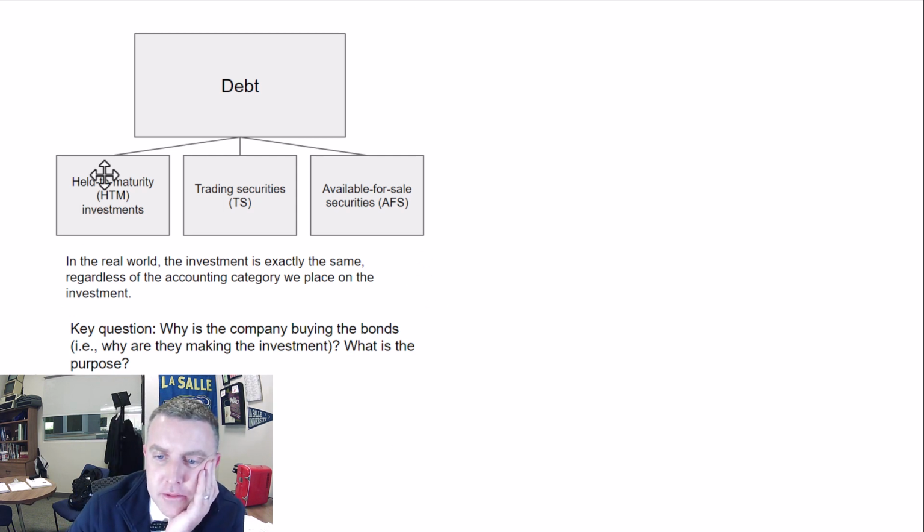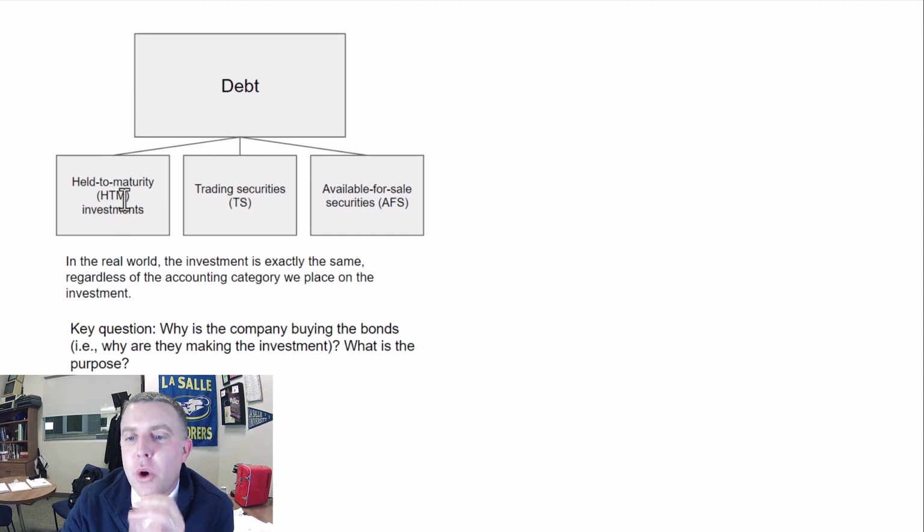So we think about held to maturity securities. We're going to put into this accounting category cases where a company makes an investment with the intention of holding that investment until the investment matures.